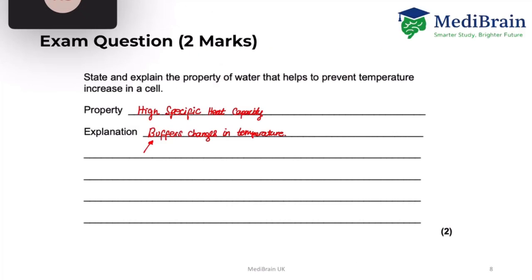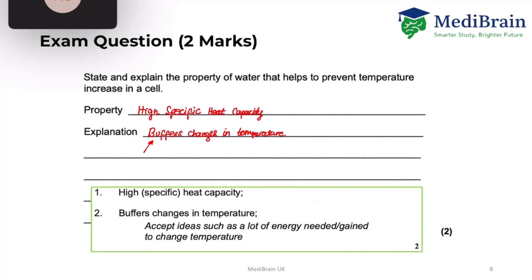It's always applicable for all mark schemes. High specific heat capacity buffers changes in temperature. And here, high specific heat capacity buffers changes in temperature, word for word. It's the same mark scheme that comes up over and over again. So this is basically a statement that you just learn. Okay, and that's worth 2 marks.